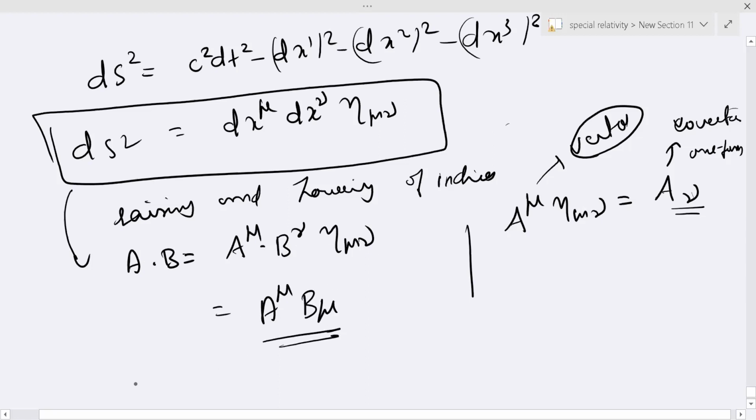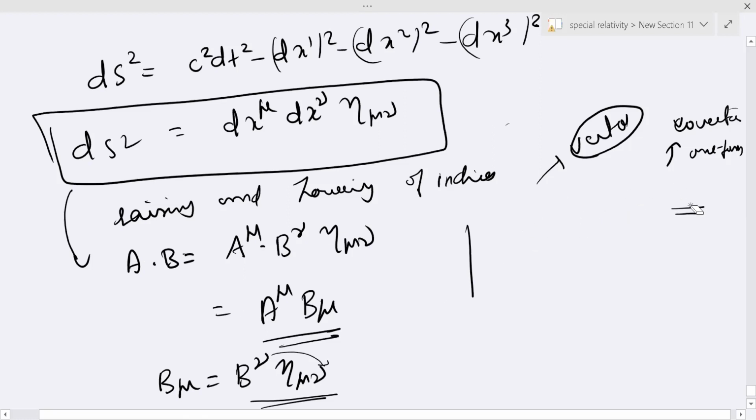And what is B_μ? B_μ is equal to B^ν η_μν. This is the scalar product. You can write it like this. What do you mean by this? You see that this ν is summed over, right? So let's check this part. Let's look at this B^ν η_μν.